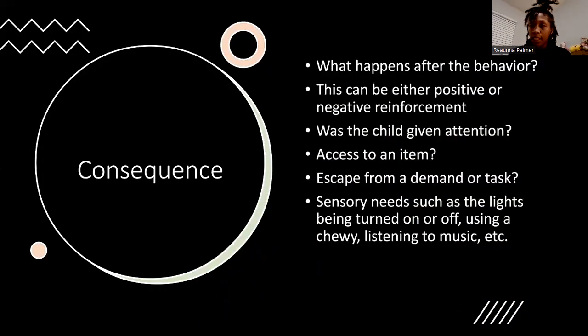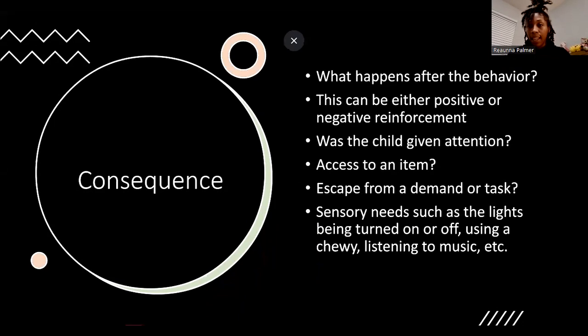And a consequence. So this is going to be what happens after the behavior. It can be either positive or negative reinforcement. So some things to think about would be, was the child given attention? Were they given access to an item, escape from a demand or a task, or other sensory things such as the lights being turned on or off, using a chewy, or listening to music?